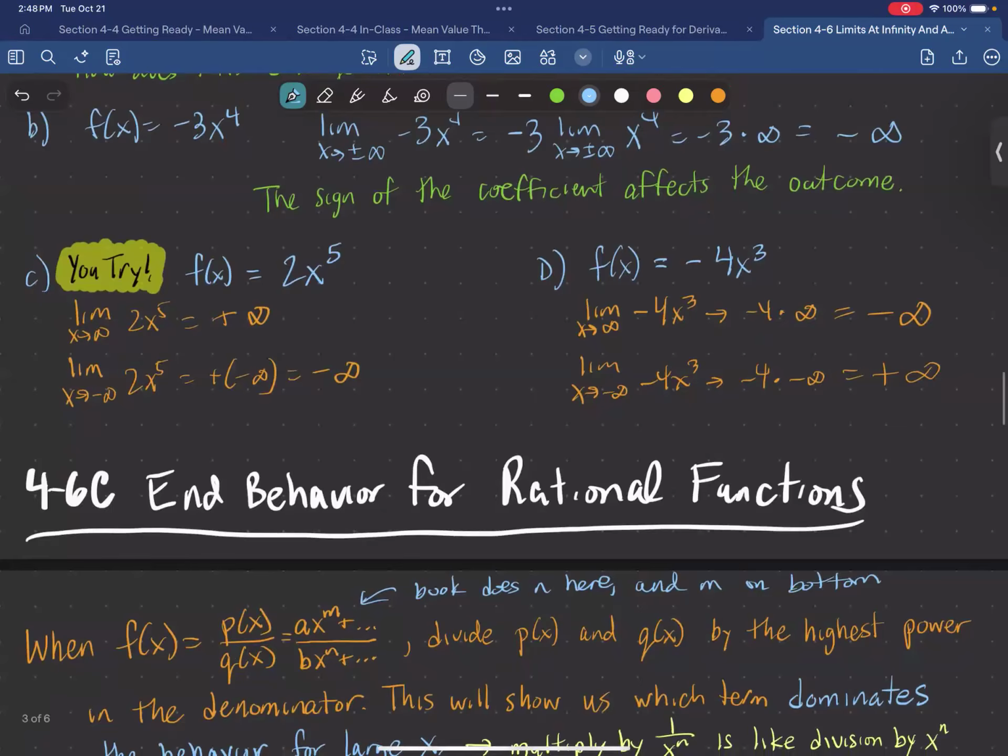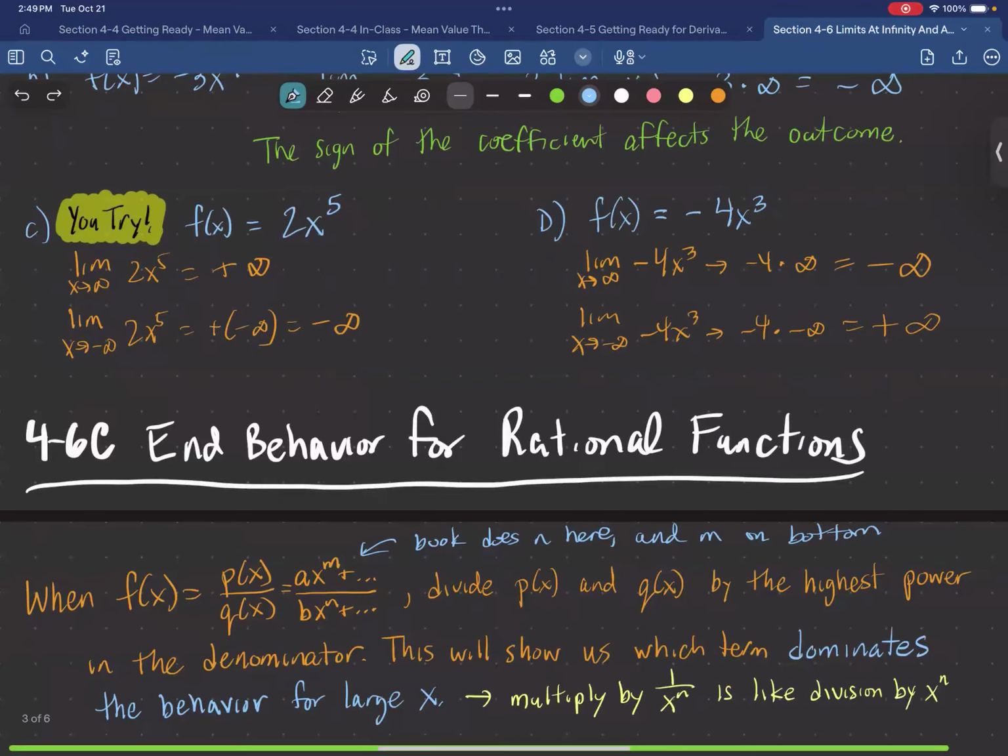What we're going to do is divide p of x and q of x by the highest power in the denominator, which is our x to the n. This will show us which term dominates the behavior for large x. That is the term we're using. We're not looking at the b. Just do the x to the n. You'll see it's a little easier on your paper if you multiply by 1 over x to the n instead of dividing by x to the n.